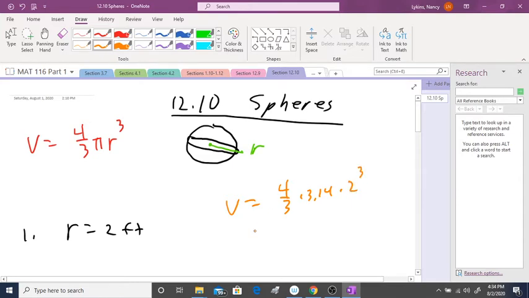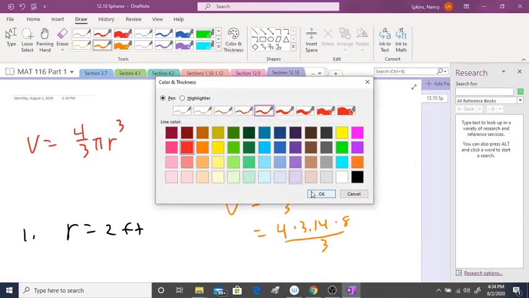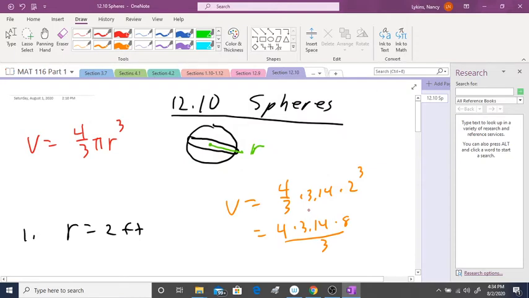Now, I'm going to make a note of this. This is the same as 4 times 3.14, 2 to the third power is 8, it's 2 times 2 times 2, and we're going to divide that all by 3. Being said, when you multiply all this out, you should get something like 33.49, and your unit's going to be feet cubed because we're dealing with volume.